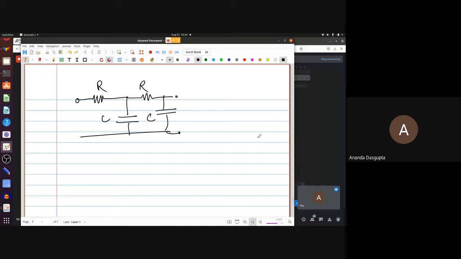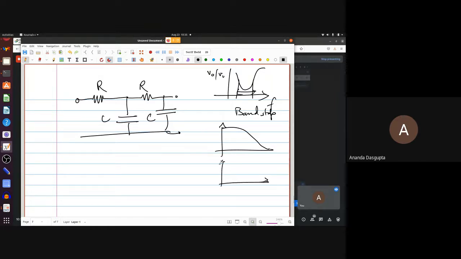And band stop would mean a situation like this, where VO by VI versus frequency would look like this. That is, a range of frequencies in the middle, a band of frequencies, is stopped, either stopped completely or lowered drastically compared to others. So this is a band stop. A low pass looks like this, the same graph. For high pass, it looks like this. For band pass, it would look like this.